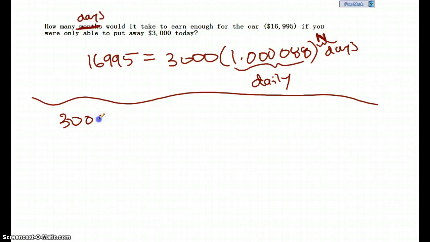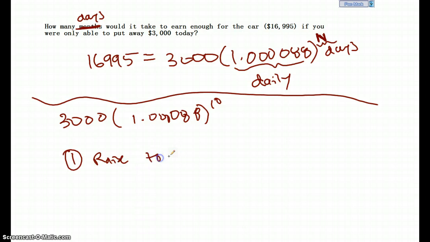So for example, what if I had this? 3,000 times 1.00088, missing an extra zero there, and I took it to the 10th power. Well, step 1 would be to raise to the 10th power.